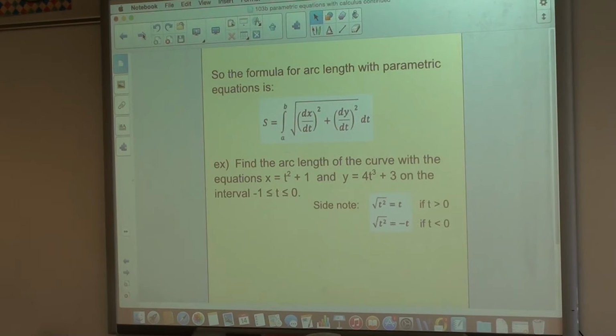So wait, if she's saying that, does it mean we can do it without taking it out? No, you have to take it out, and t is less than zero, so you just have to make it negative. Well, I got an answer, I just don't know how to simplify it. Oh, wait. The answer is not pretty.